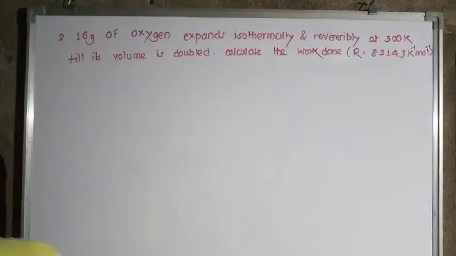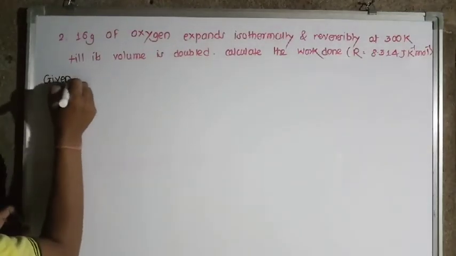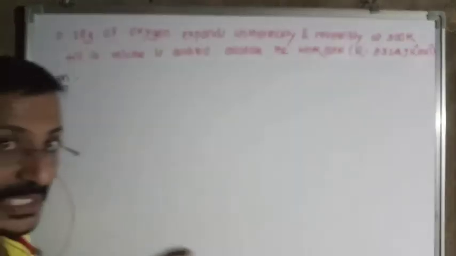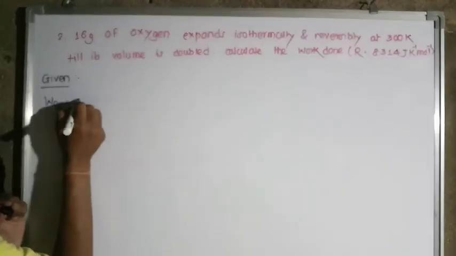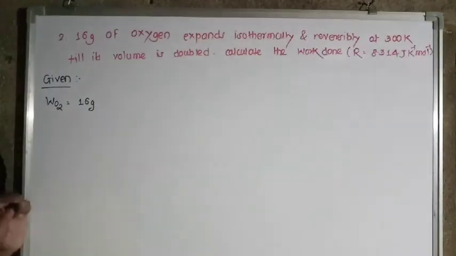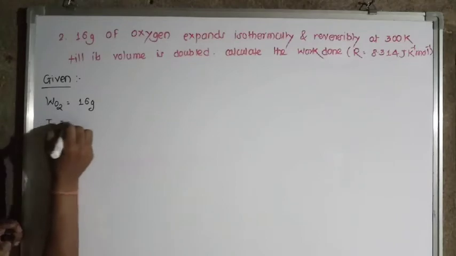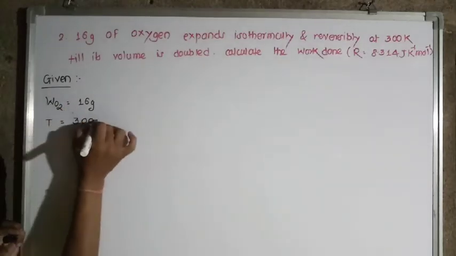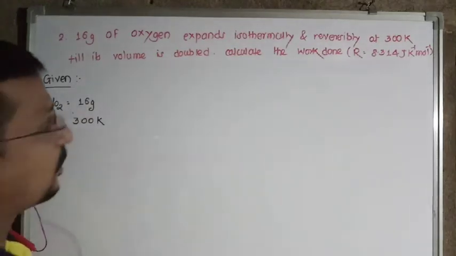Before starting, first we have to write the given data. 16 gram of oxygen, in the sense the weight of oxygen is given, W is 16 gram. It expands isothermally and reversibly at 300 Kelvin, so the temperature is given, 300 Kelvin, till its volume is doubled.